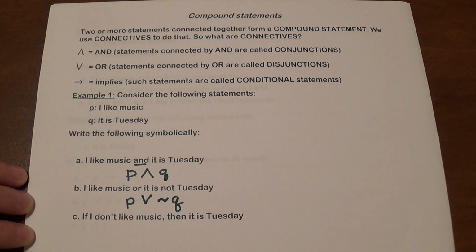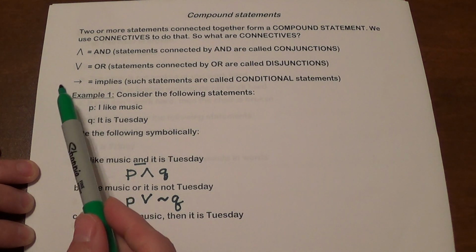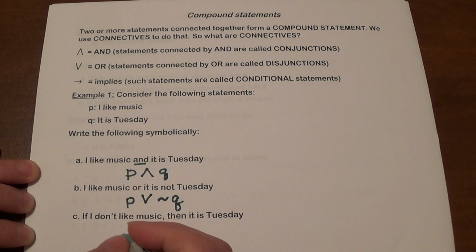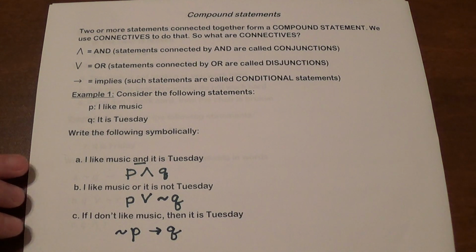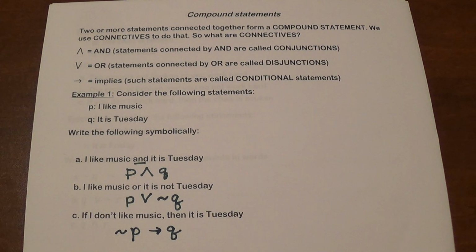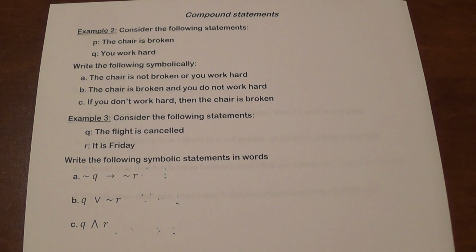If I don't like music, then it is Tuesday. So the if-then structure is the conditional statement, so we're going to use an arrow. So if I don't like music, then it is Tuesday. Just a quick note, the whole idea here is not necessarily to know what each statement is, but rather to understand the whole structure and how you can write statements symbolically and interpret them. Right? Let's move on. Go ahead and look at the next example.